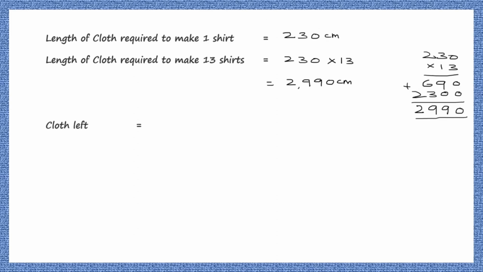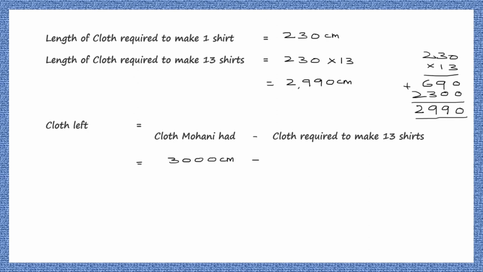Okay, now the question is how much of cloth is left? So, to find the cloth left, what should we do? We should see how much of cloth Mohini had in the beginning, isn't it? And how much of cloth she used up. When you subtract those two, you will get. So, cloth Mohini had in the beginning subtracted by cloth required to make 13 shirts will tell us how much of cloth is left. So, how much of cloth did Mohini have in the beginning? She had 3000 centimeters of cloth. And how much of cloth is required to make 13 shirts? We just found out 2990. So, let's subtract these two.